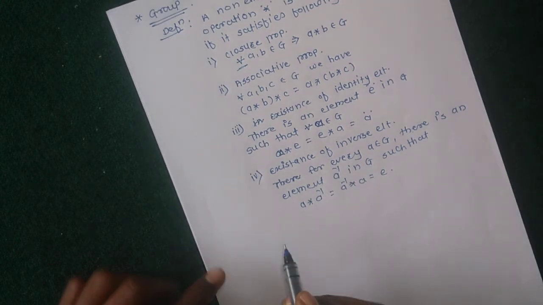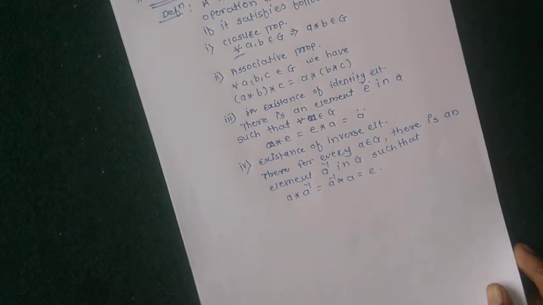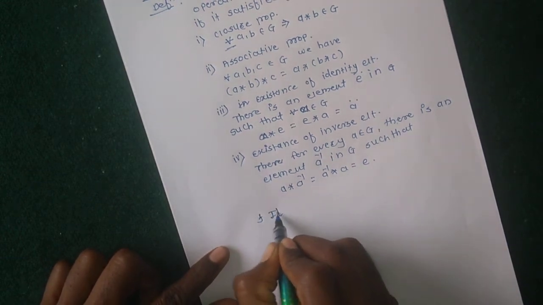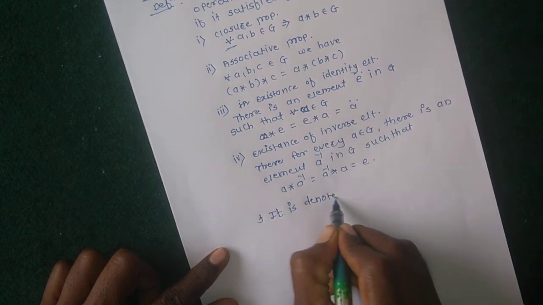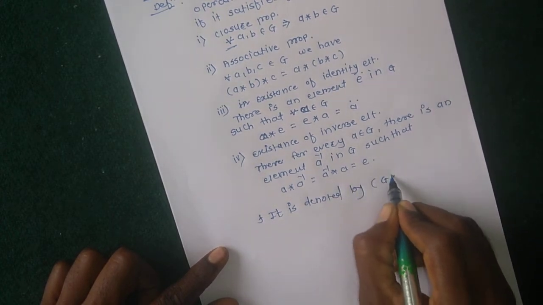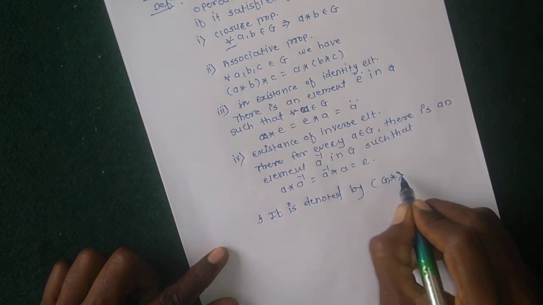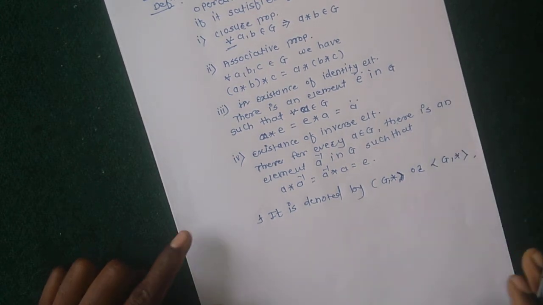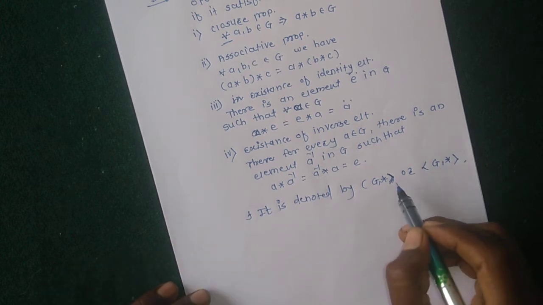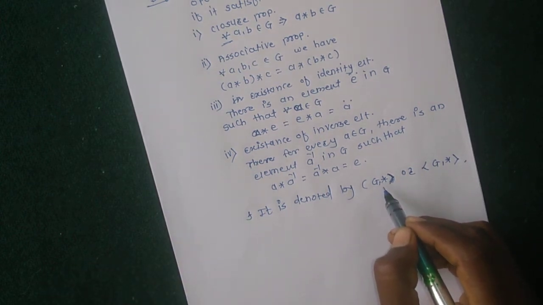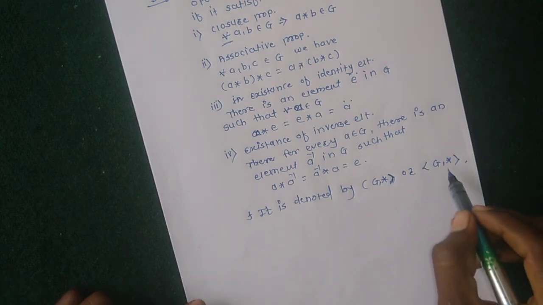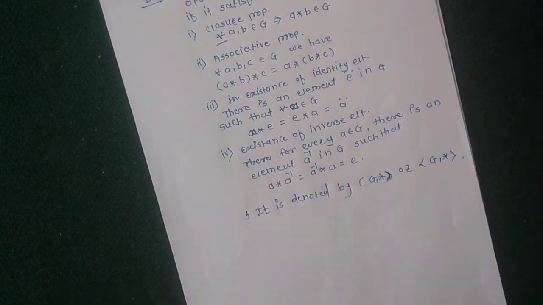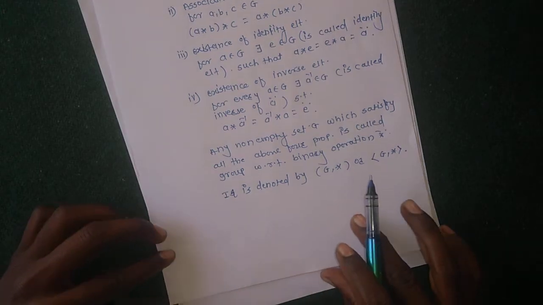Then the next definition, semi group. First, a group is denoted by the given set and the operation, G star, or G comma star in brackets. Okay, this is the notation of a group.